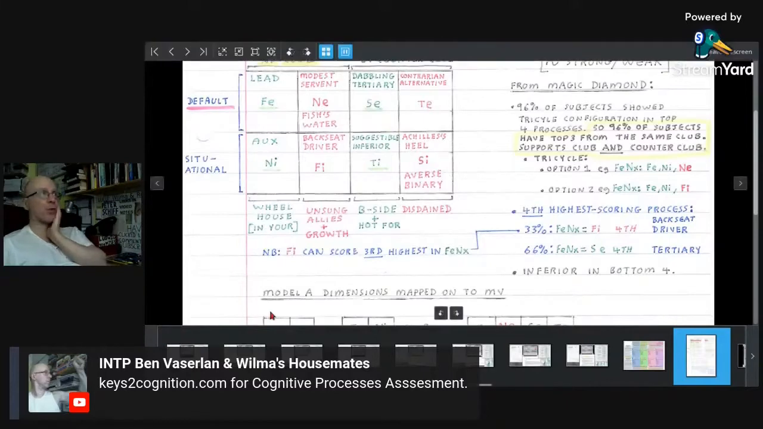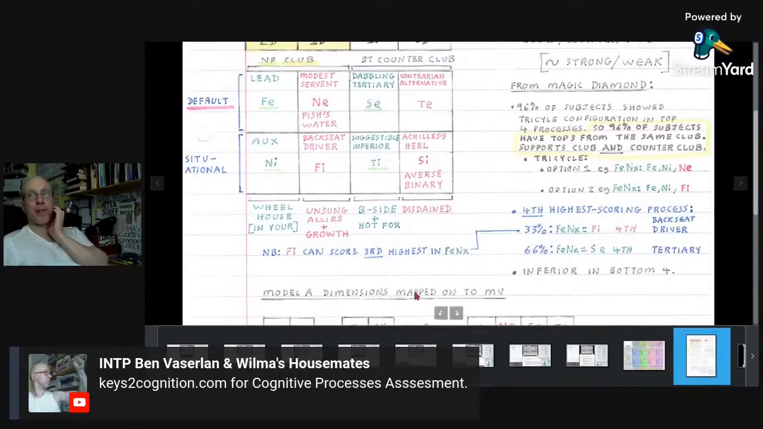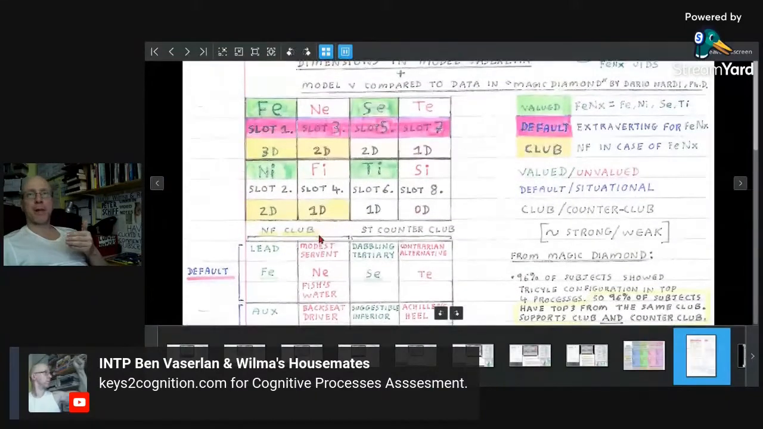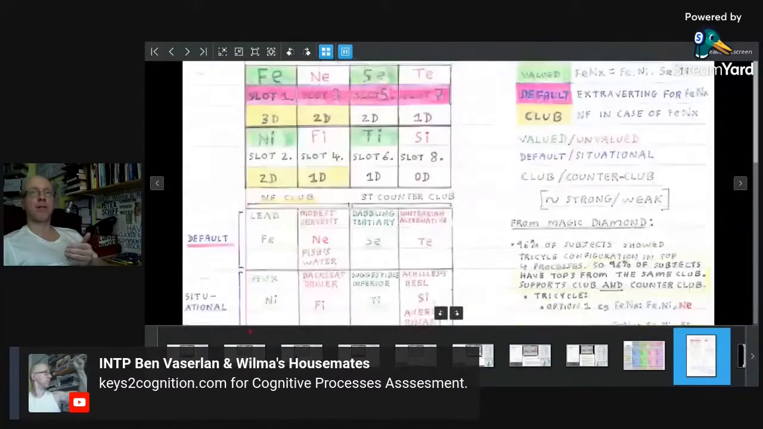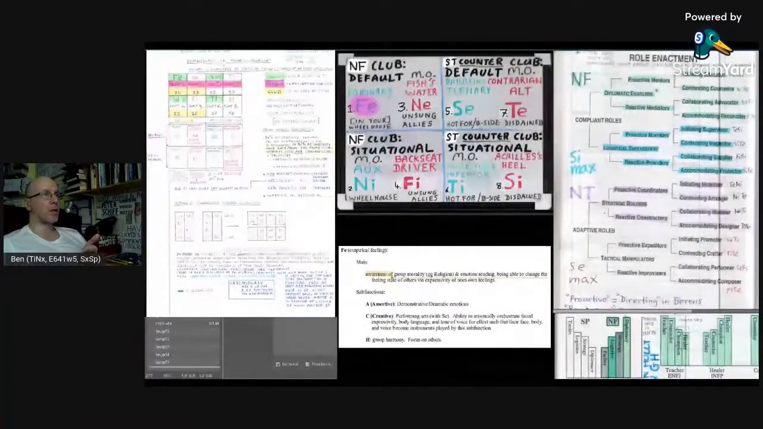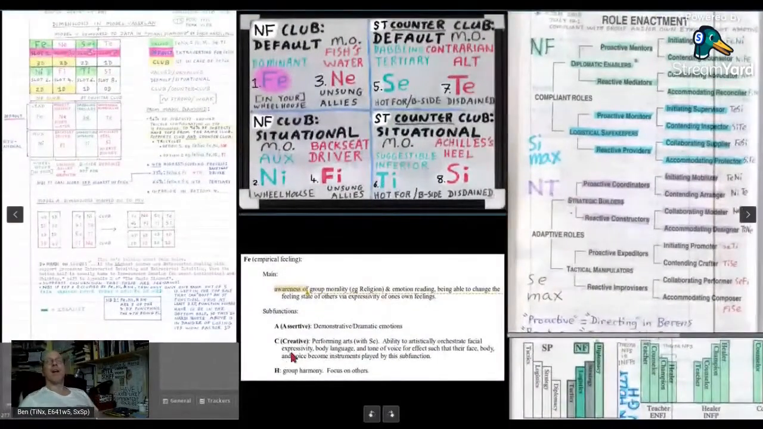Now, obviously, the first 2 are always going to be of that club, but that third one, NE, is a strong, but it's an unvalued function in the ENFJ. It's sort of seen as obvious, but they don't care for it. But getting back to this first function, we've got here, if you can see that, these are the subfunctions of FE, and I'll go through this.